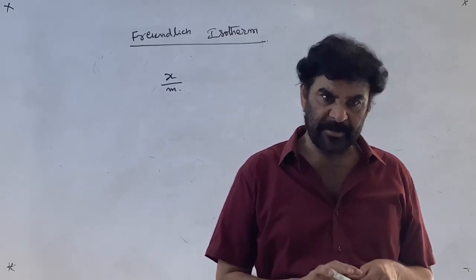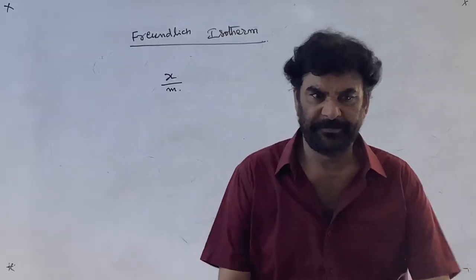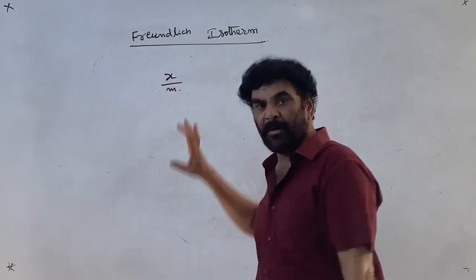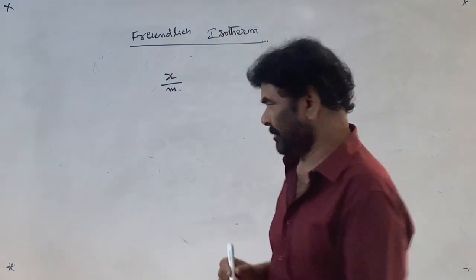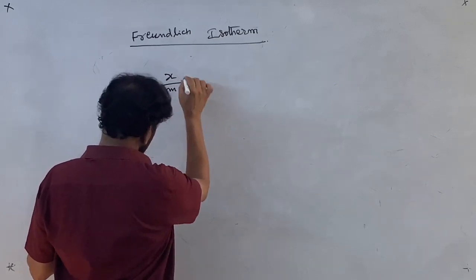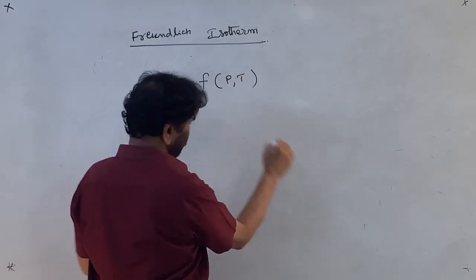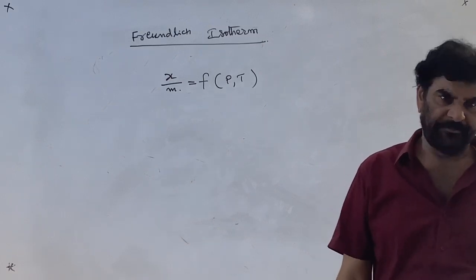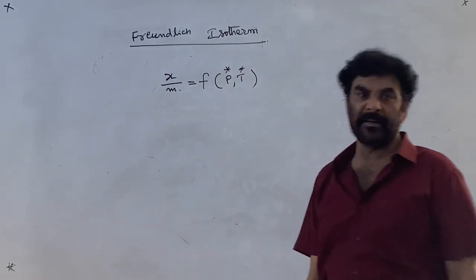For a given experiment, the adsorbate and adsorbent are fixed. Now, what are the other parameters? The extent of adsorption depends on two other variables, that is pressure and temperature. The extent of adsorption is a function of pressure and temperature. These are the two experimental parameters which influence the extent of adsorption.